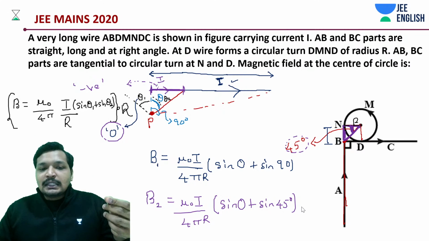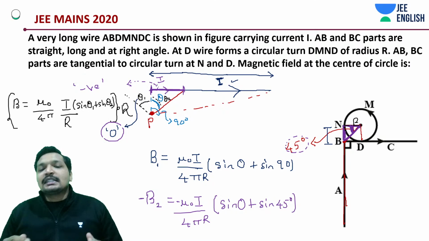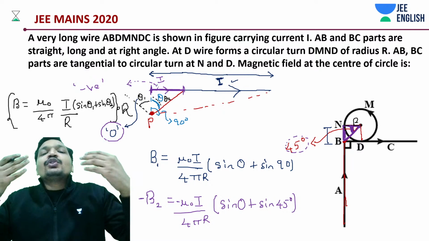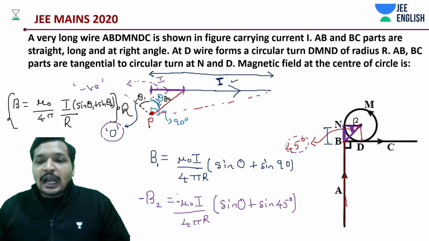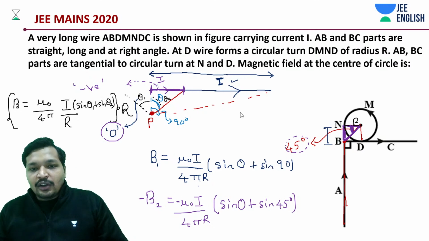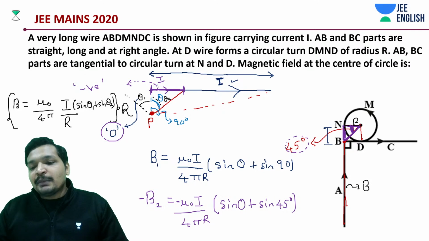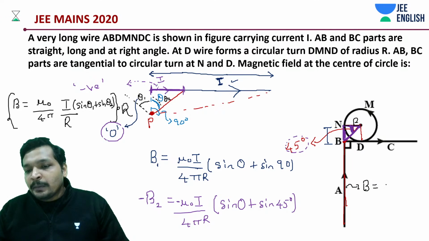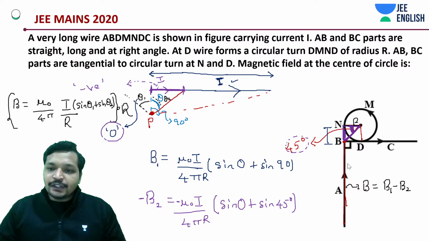But here is the most important thing. Whatever you are calculating, the net field, this is basically negative because this part does not exist. This magnitude you have to subtract. So your actual B due to AB, or the field due to the AB wire, is going to be how much? Your field due to the AB wire is B1 minus B2. Okay, that's it. End of the story.